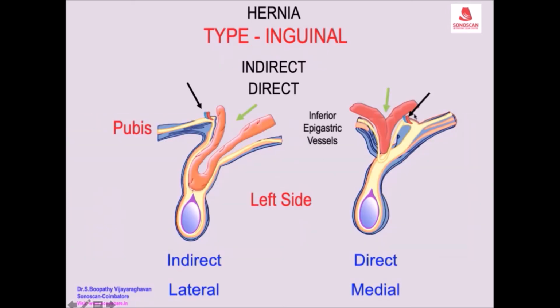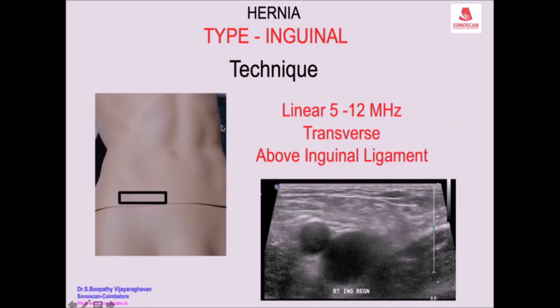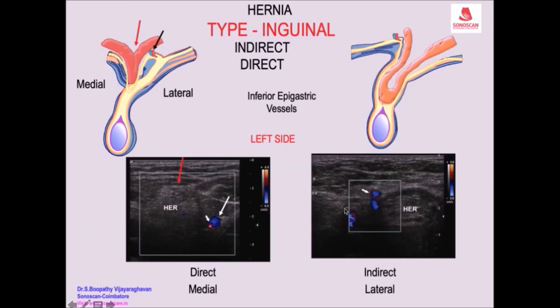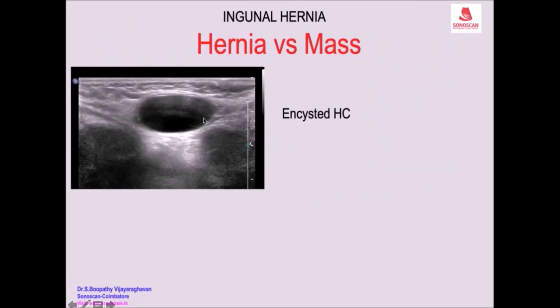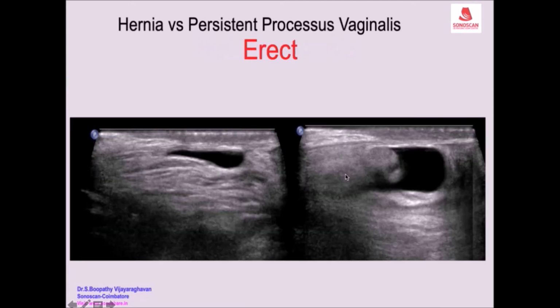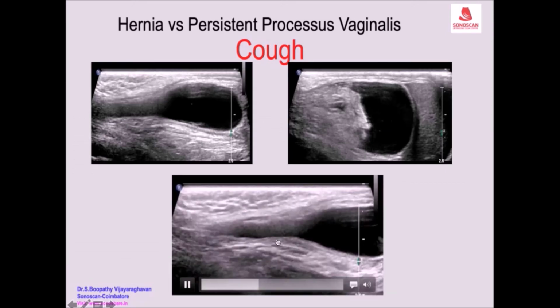In a direct hernia, it occurs medial to the inferior epigastric vessels. So the technique is you use the 5 to 12 MHz transducer, the hernia is medial, whereas in the indirect inguinal hernia, the inferior epigastric vessels, pubic symphysis, and the hernial sac is lateral. And another differential diagnosis is persistent processus vaginalis, where the processus vaginalis is not obliterated, rather than a hernia. So here at present it is not there.